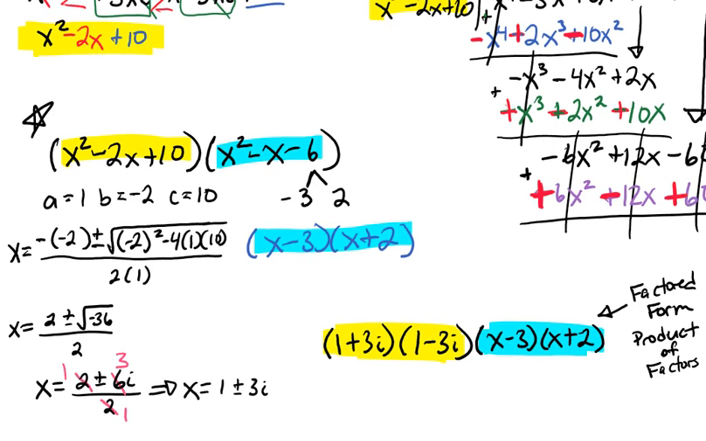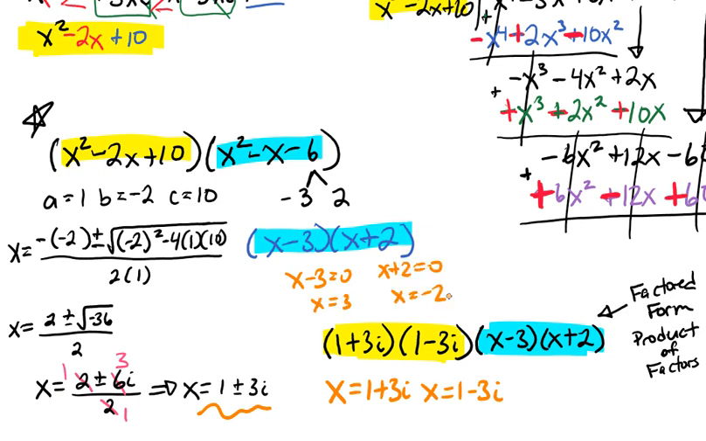Now, from here, looking at our factored form, or our product of factors, we're able to get all of our zeros. We kind of already found them here with our x equals plus or minus 3i, right? So we have x equals 1 plus 3i. We have x equals 1 minus 3i. But then, for here, we would need to use our zero product property to be able to find our last two real zeros, which are x equals 3 and x equals negative 2.